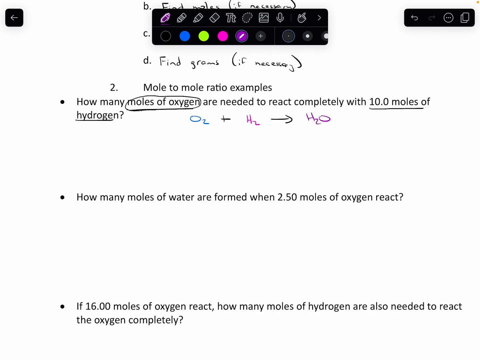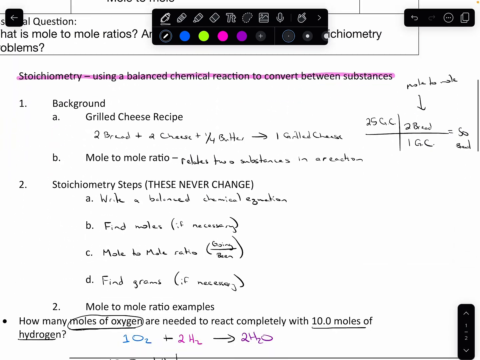So now our balanced chemical equation, we're going to put a 2 in front of the H2O. Please still keep it in that color. We're going to put a 2 in front of the H2, and we're going to put a 1 in front of the O2. So this is our balanced chemical equation. Going back to our neutral color now. We know that we have 10 moles of hydrogen. So on our T-chart, we're going to start with 10 moles of hydrogen.